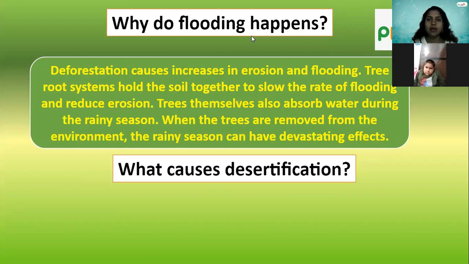After that you have the game. So, deforestation, reasons and effects. Take a screenshot of this, dear, because whatever we learned, all the points are here.